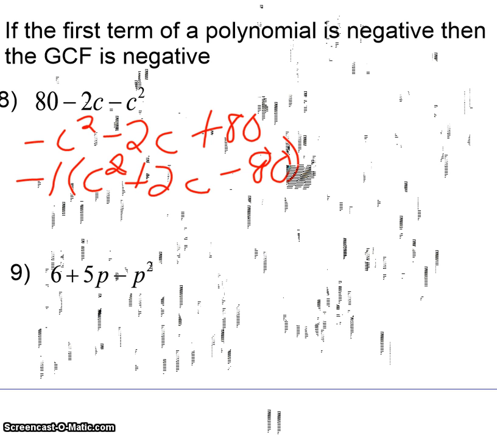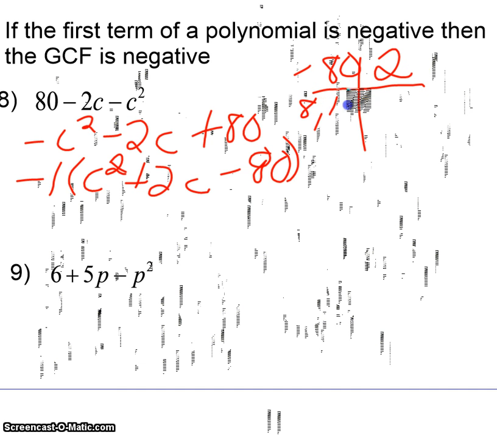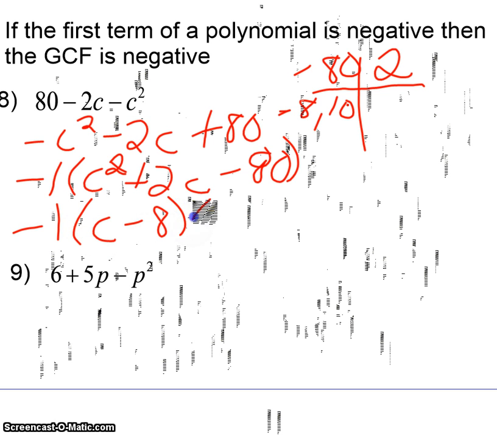Now, since inside the parentheses I've got 3 terms and the leading coefficient is 1, I want to look for magic numbers. So I'm looking for factors of negative 80 whose sum is positive 2. 8 and 10. Positive 10, negative 8, because 2 is positive, so the larger number has to be positive. So I've got c minus 8 times c plus 10.